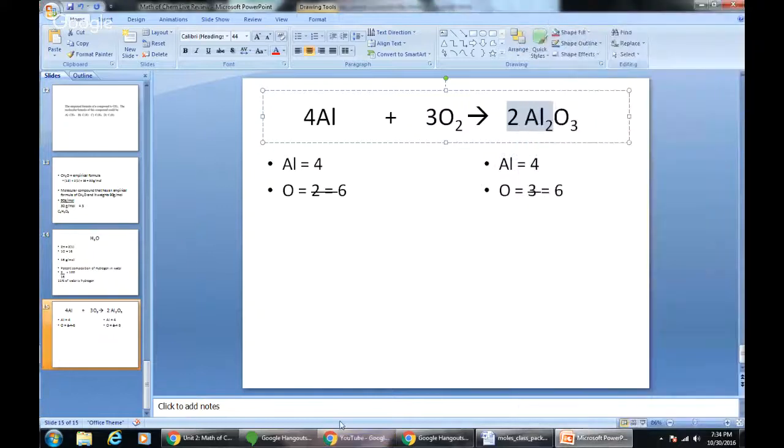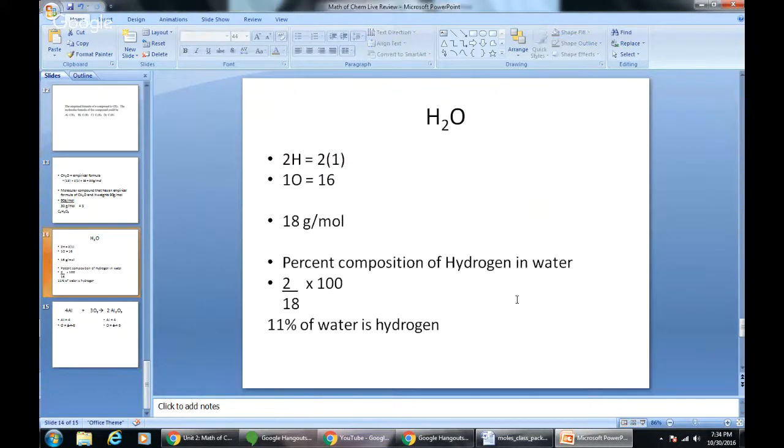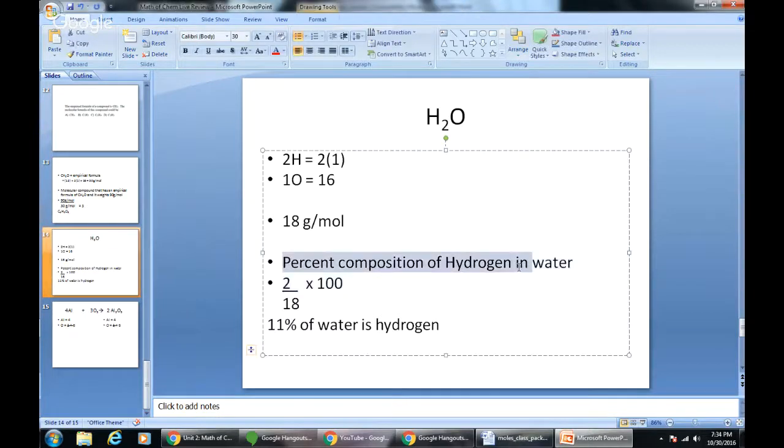Okay, let me look quick. If we go back to this question, if I ask you for a percent composition of hydrogen in water, you know that the part is hydrogen because it says it in the question. I could have easily said percent composition of oxygen in water, and then the part would change. The whole always stays the same.